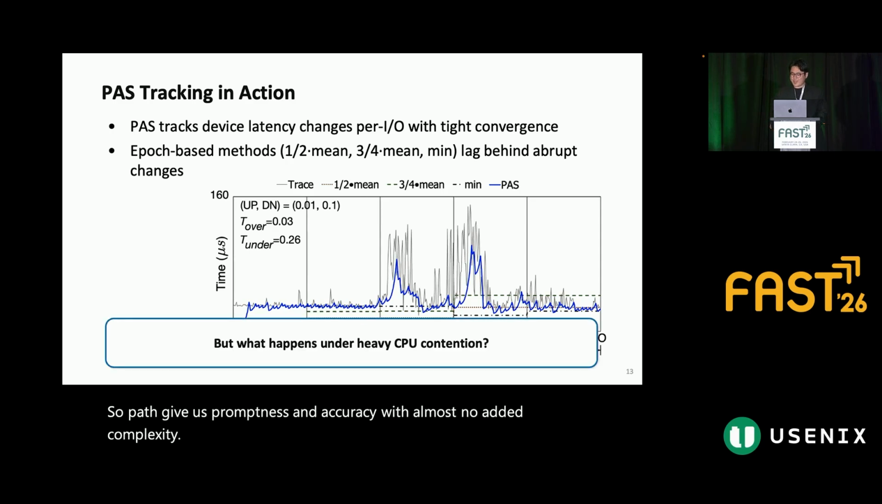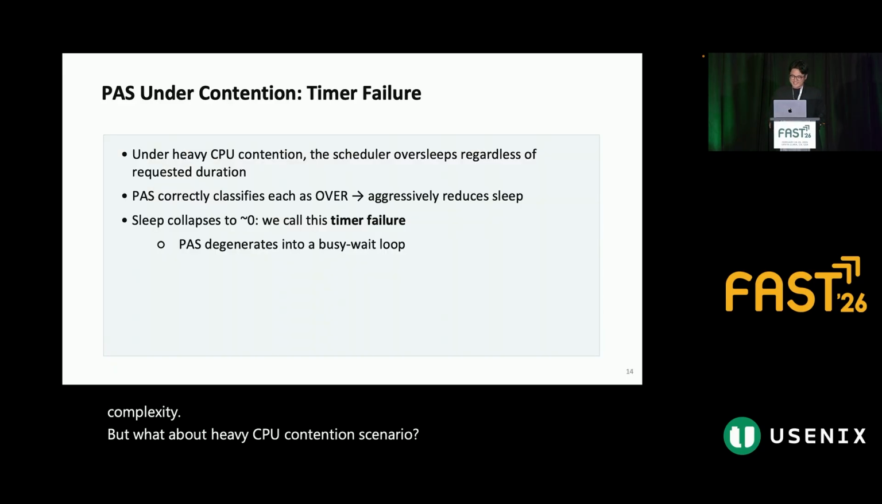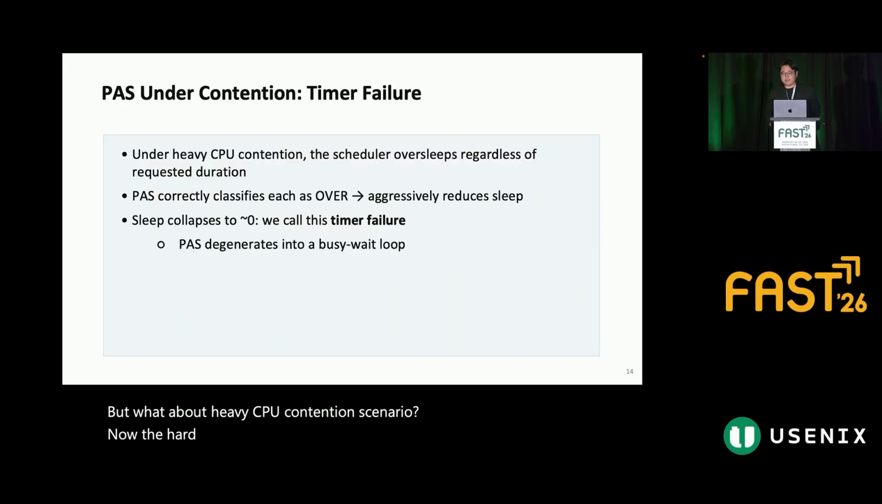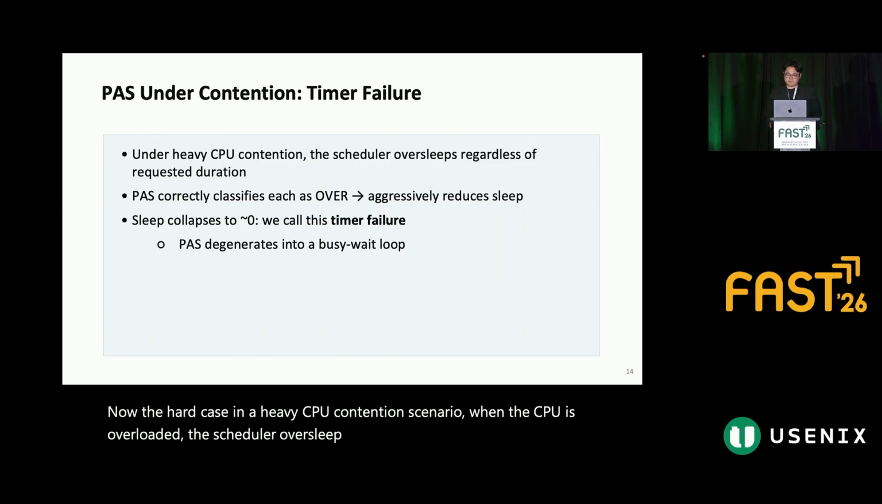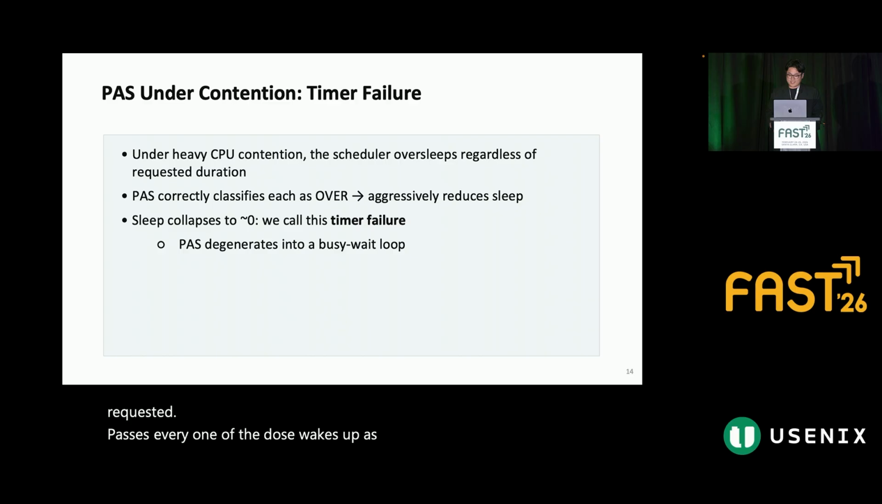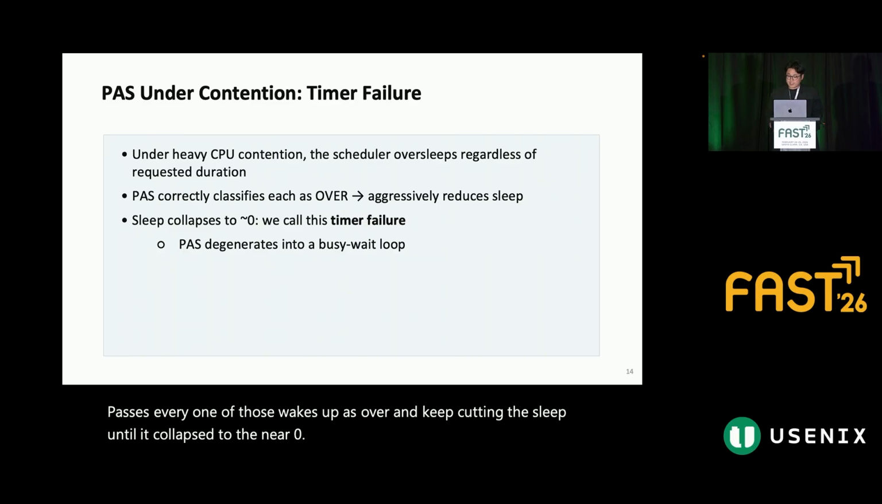But what about the heavy CPU contention scenario? Now the hard case. In a heavy CPU contention scenario, when the CPU is overloaded, the scheduler oversleeps you regardless of the timer you requested. PAS sees every one of those wake-ups as overshoot and keeps cutting the sleep until it collapses to near 0. We call this one a timer failure.